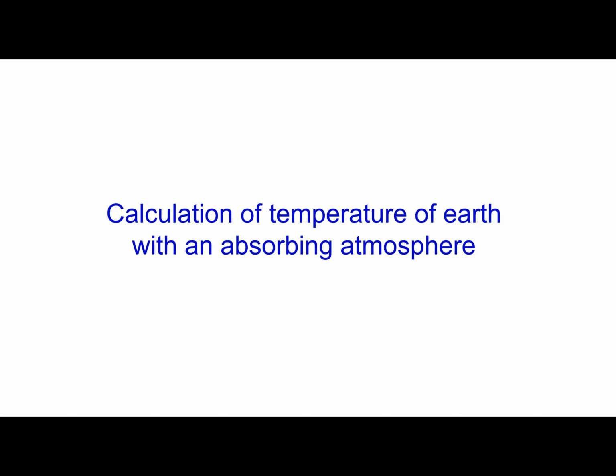Next, we consider an analogous procedure in the presence of an absorbing atmosphere, with a transmittance called tau. The transmittance ranges from 0 to 1, where 1 means no absorption and 0 means total absorption. We will show that tau for the Earth is approximately 0.62 and getting smaller every year.